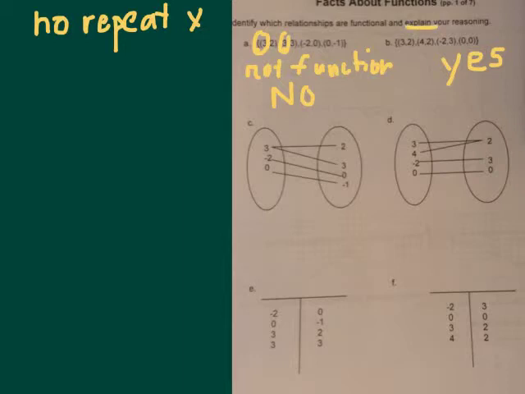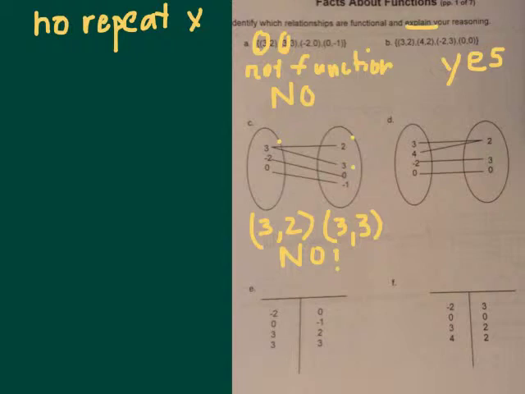So we go down to C and we look at this mapping. Here's a mapping where we have a 3 mapped to a 2, so 3, 2, and then we have a 3, 3. Well, that's what that's mapped to. It's mapped to two different y values, so that is not a function because there are repeating 3's.